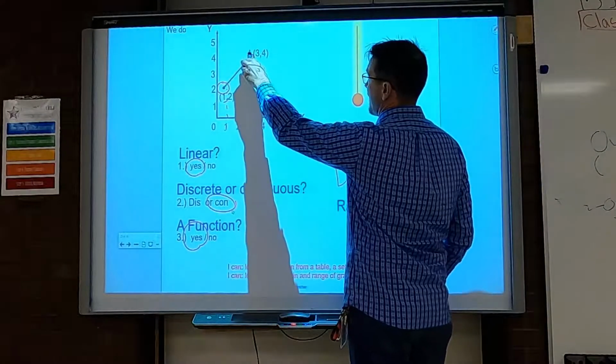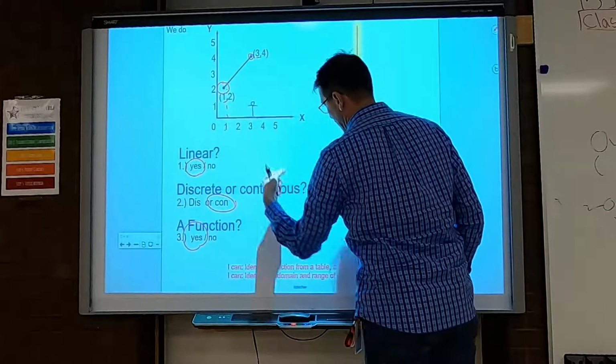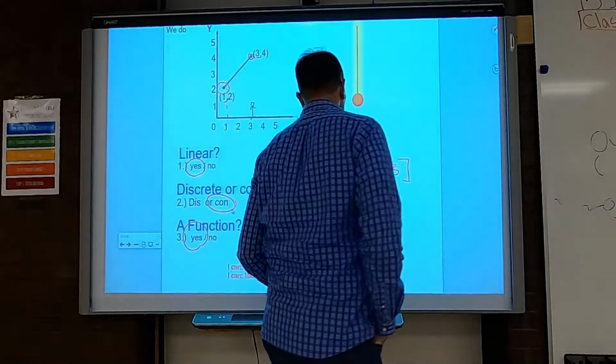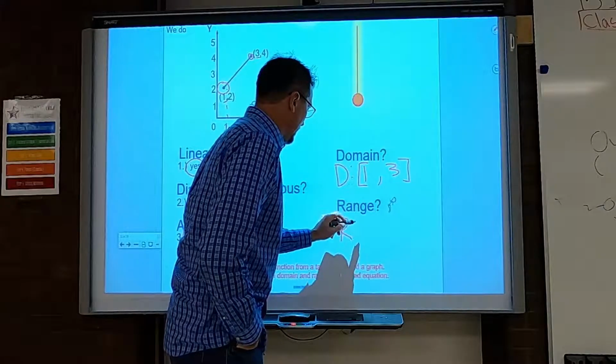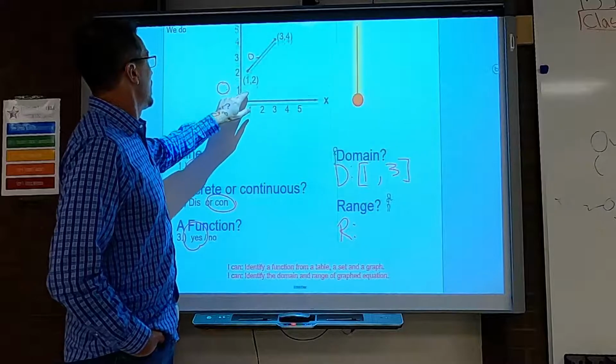So people say, well, why don't you say 4? Well, because 4 is up and down. The x values are what I'm looking at when I'm looking at the domain. So then the next thing is to find the range, and the range values are up and down. So we're going to go the other way.